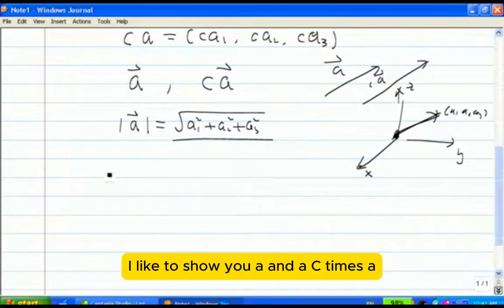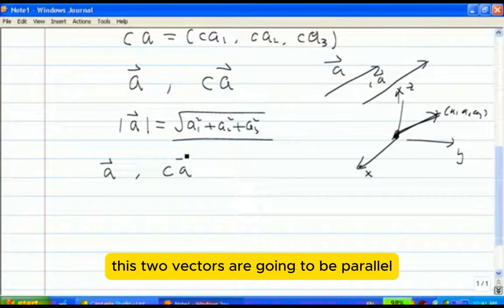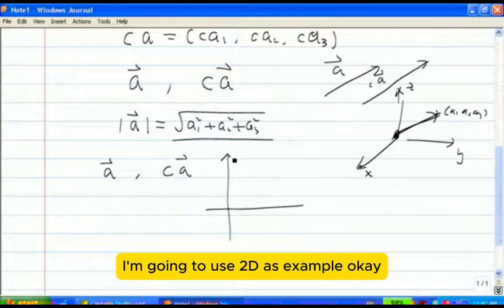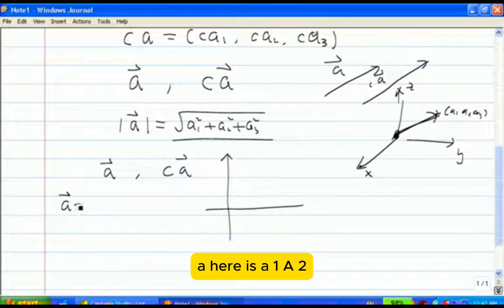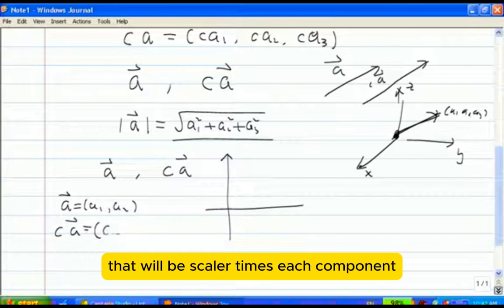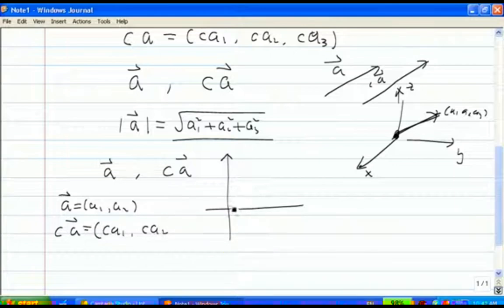I'd like to show you A and C times A. These two vectors are going to be parallel. I'm going to use 2D as an example. A here is A1, A2. Then by the definition, scalar times that will be scalar times each component, CA1, CA2.